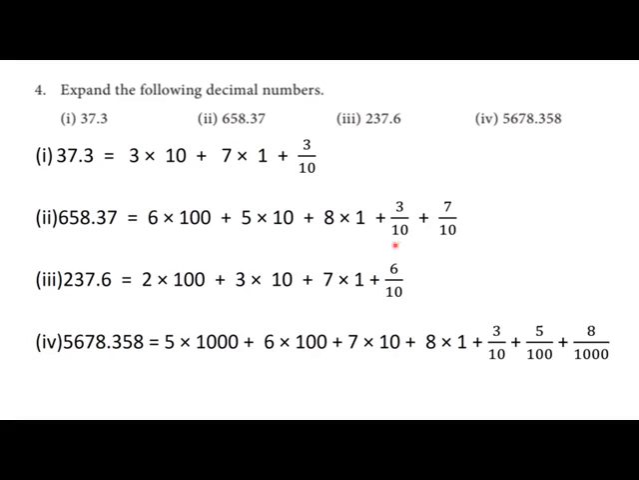Next one, 237.6. So 2 is in hundreds place. So 2 into 100 plus 3 is in tens place. So 3 into 10 plus 7 is in ones place. So 7 into 1 plus point after the decimal, that is tens place. So 6 by 10.